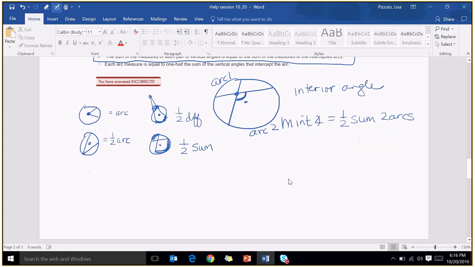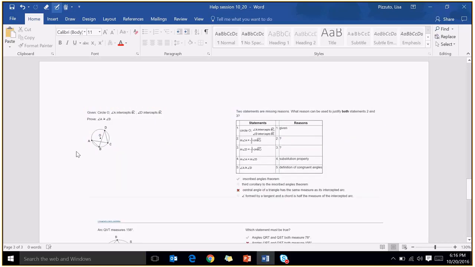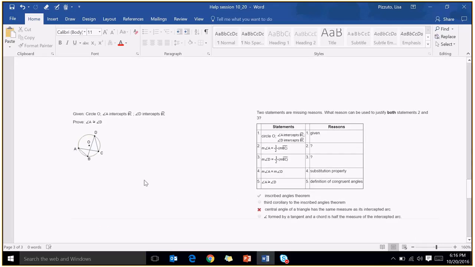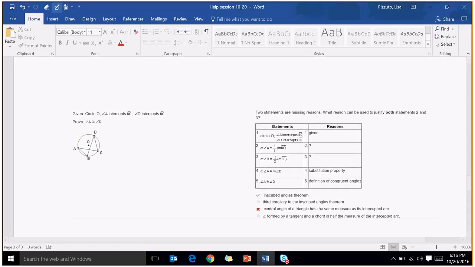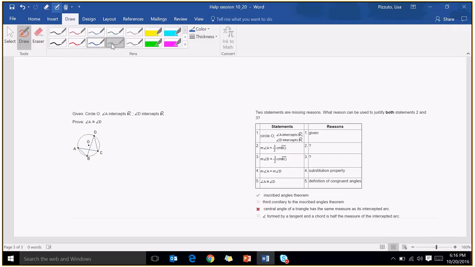Okay, good. All right, so then here on this question, can you see that? I can probably make that a little bit bigger maybe. All right, it says here that you have a circle O and that angle A intercepts arc BC, and that angle D also intercepts arc BC. So if they both share the same arc, what you're trying to prove is that they're congruent to each other. Okay? So over here, this is just your given information.